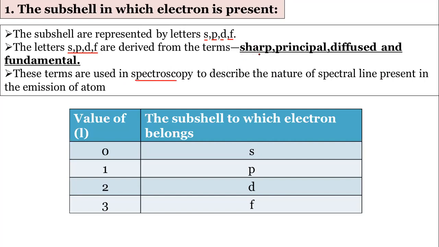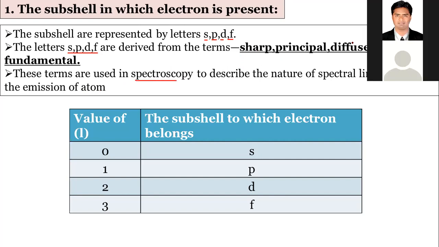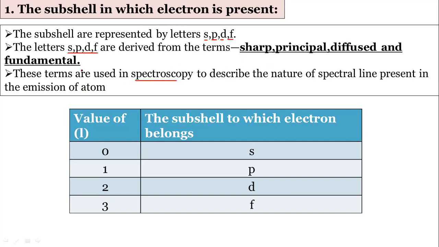So you do not need to go into details of this. Sharp, principal, diffused and fundamental, these are the terms which are used in spectroscopy.